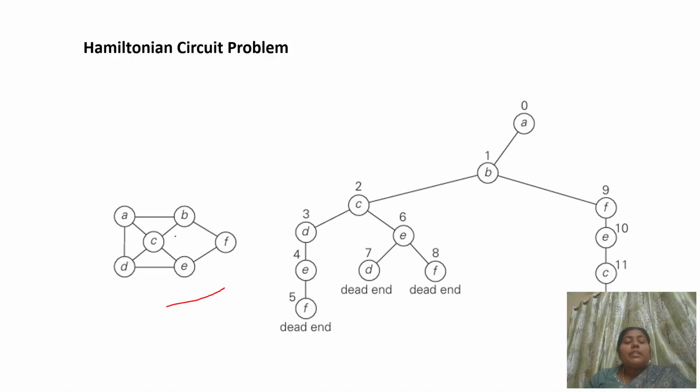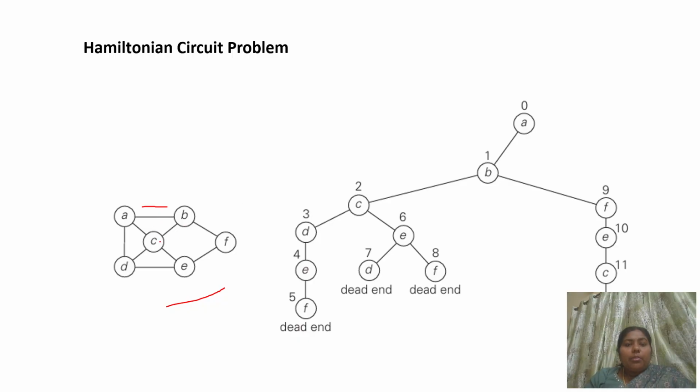How many vertices are here? I am just having 6 vertices here: A, B, C, D, E as well as F. So I am just starting with an initial node that is called A. What are the neighboring nodes of A? D, C and B. Initially I am just going from A to B. That is given here. We selected from A to B.